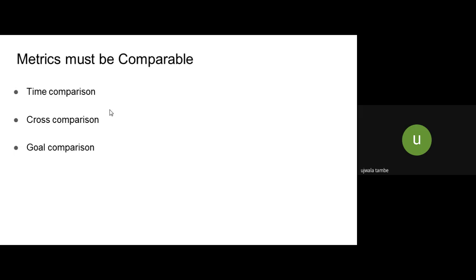Comparing metrics across one another allows a user to analyze certain variables to see if there is any correlation between them. Okay. Again, comparing metrics across goals allows the business to chart their progress against their predetermined target. Okay. So the comparison may have the time comparison, cross comparison, and the goal comparison.